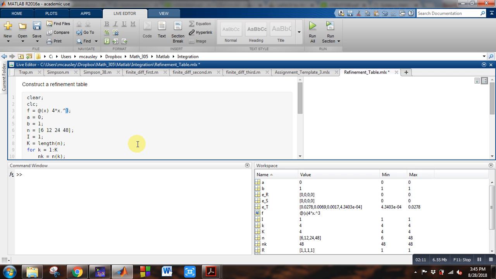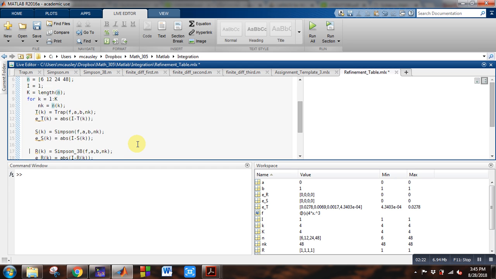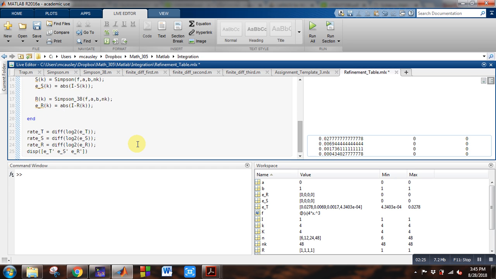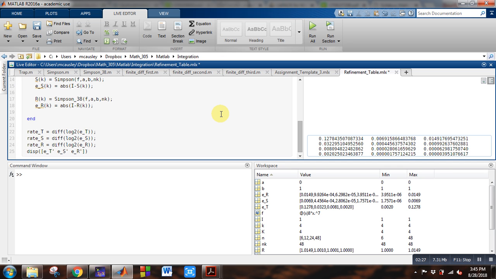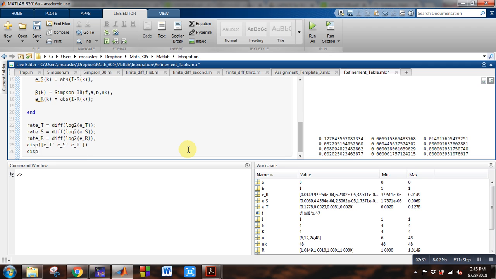Okay. Let's make this an 8th order polynomial, and I'll rescale it so that the integral is still equal to 1. Okay. There, and now we've got various different errors. The trap rule in the first column, second column is Simpson's rule, third column is Simpson's 3/8 rule. And then let's also display, and this will be the rates.